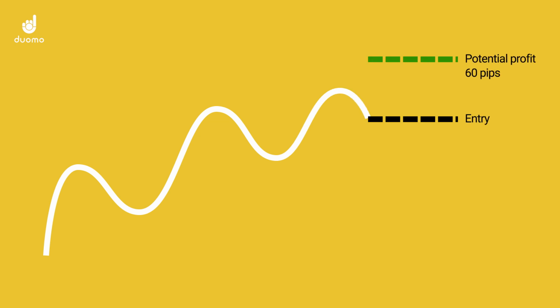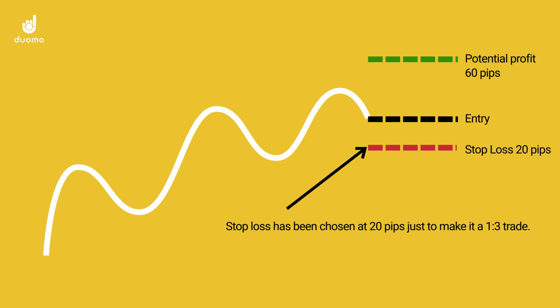They'll look at an opportunity and maybe think to themselves that they have potential to make 60 pips profit. So therefore, since they want it to be a 1 to 3 trade, they'll set their stop loss at 20 pips to make it a 1 to 3. The outcome of this is very similar to a static stop loss. It's the same principle. The stop loss position is being adapted to the overall opportunity in terms of numbers, but not in terms of context.